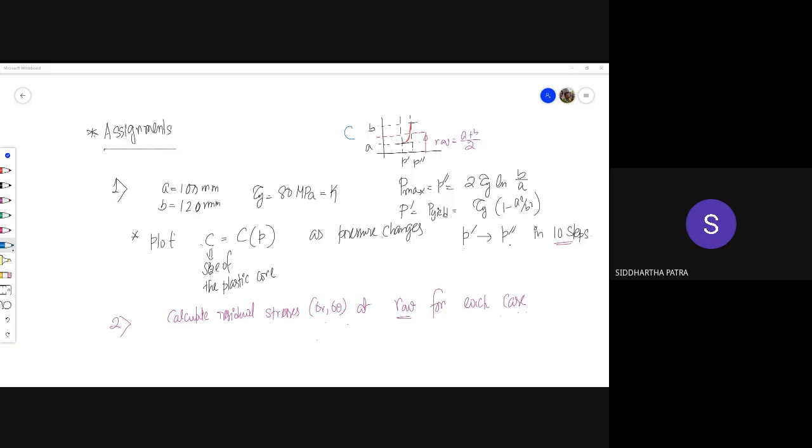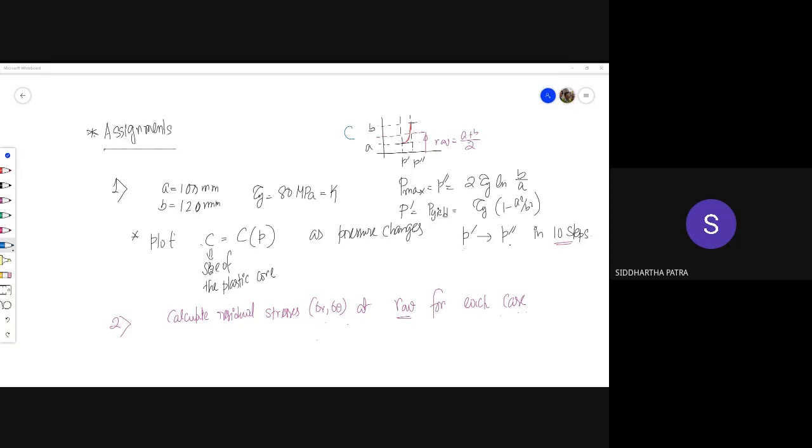But if you can write a program to do NR iterations in MATLAB, that is excellent. If you cannot write a program to do the NR iterations, then you'll have to do it by hand.